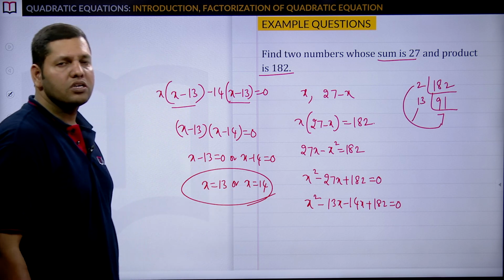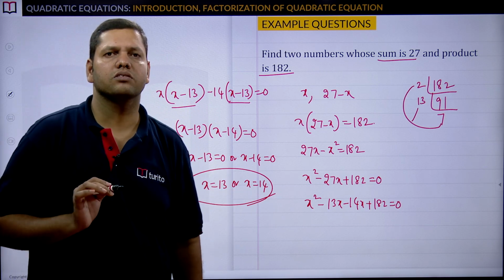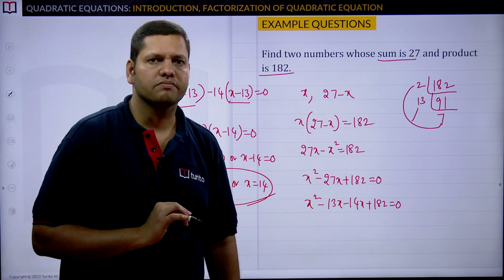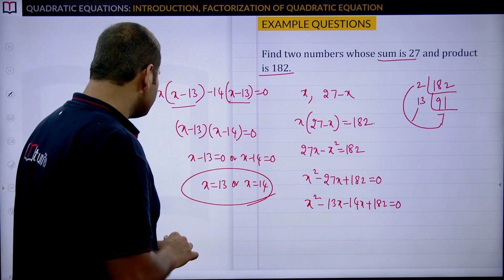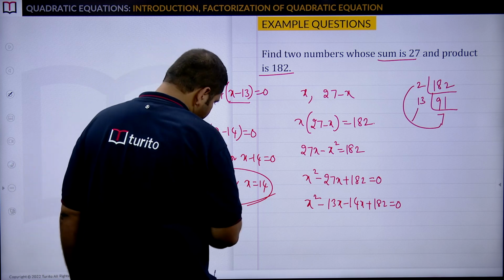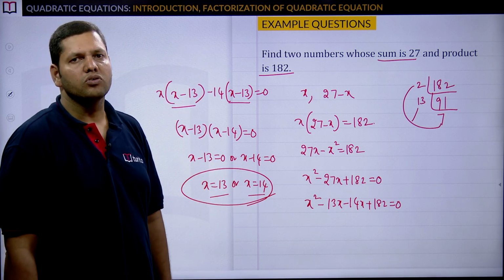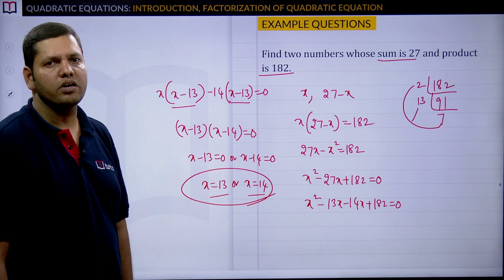So, these are the two final solutions. Is it clear, children, everyone, or any doubts? So, x is equal to 13 is one solution and x is equal to 14 is one more solution. These are the two solutions of the quadratic equation.